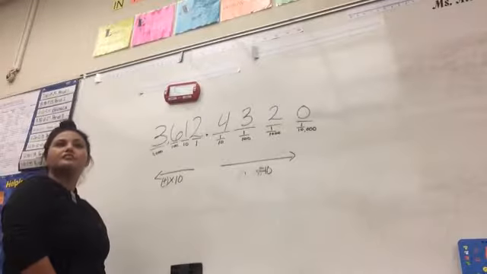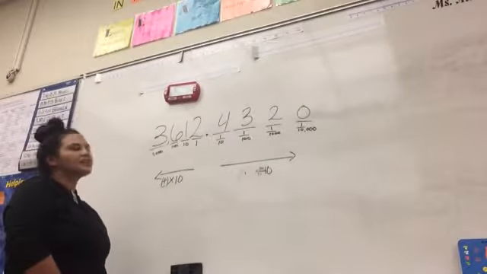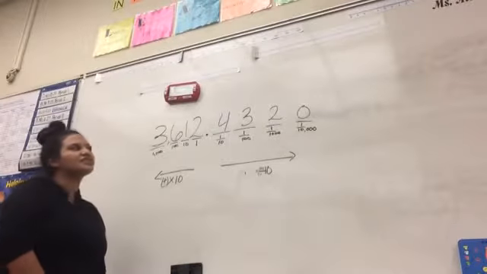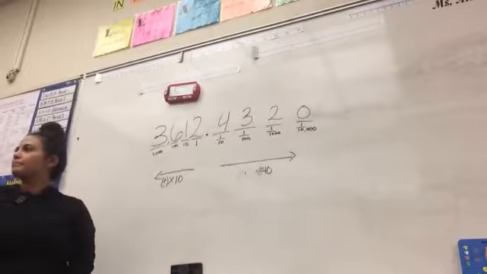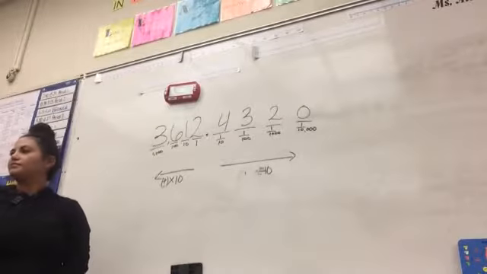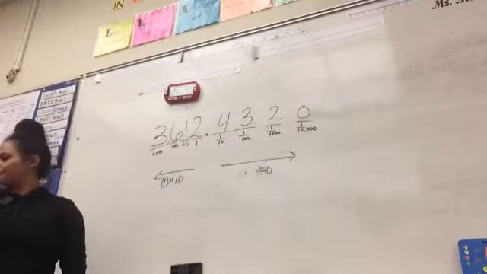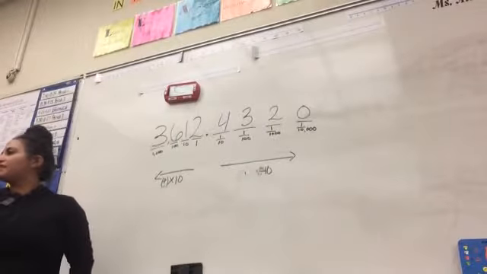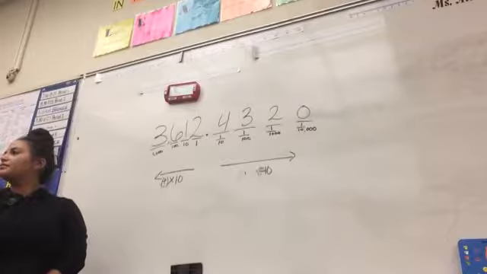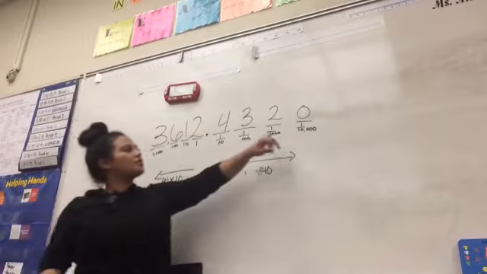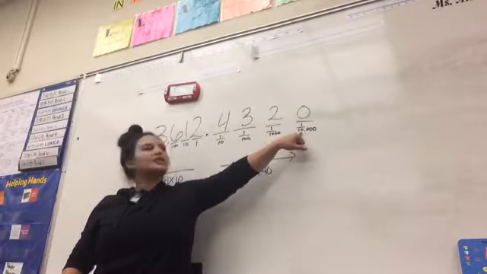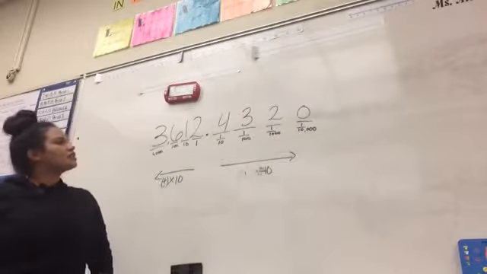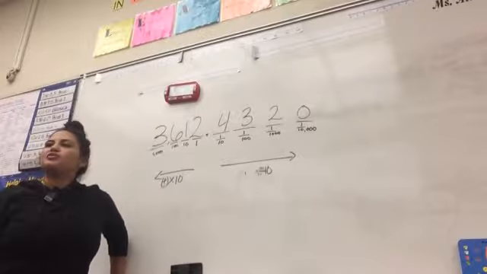The 6. Hundredths place. Michael, if I told you to circle what's in the hundredths place, what would you circle? 3. Yes, it's 3. If I said circle what's in the 10,000ths place, what would you circle? So we're going to find the 10,000ths. And what's here? The 0.